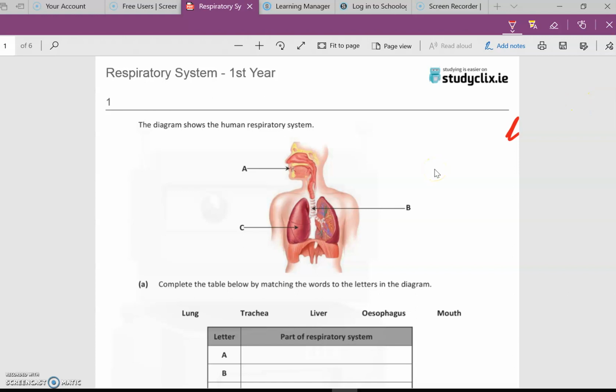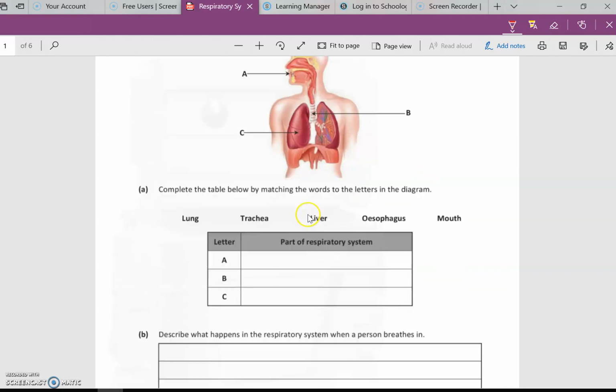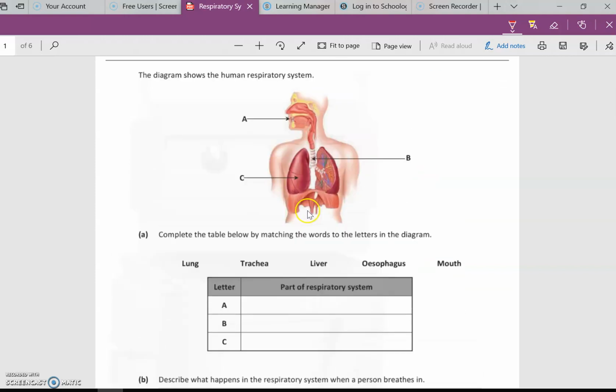Okay guys, I'm going to quickly run through the answers to your work from last week. So the first part, question 1, the diagram of the respiratory system. Complete the table by matching the two words to the letters in the diagram. Part A is the mouth. Part B is the trachea, and part C is the lung.